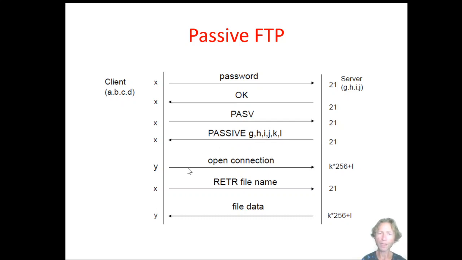Okay. Now, if you open the connection and retrieve a file name, you will actually transfer the data over the connection to this port number, the port number that is provided by the server. So K times 256 plus L. Okay, and that's where the data will be transferred over this TCP connection. So two ways in which we can operate FTP. Great. So what are some of the vulnerabilities?